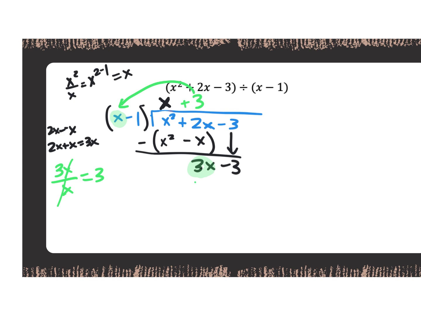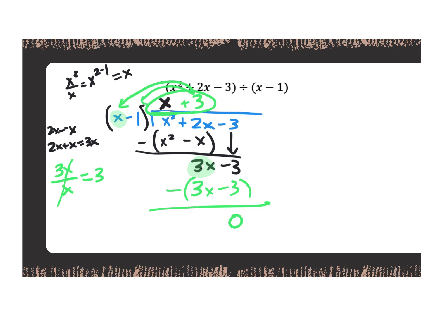3 times x, which is 3x. 3 times negative 1, which is negative 3. I subtract, and I end up getting 3x minus 3x, which is 0, and negative 3 minus a negative 3, which is also 0. So if I divide x minus 1 into x squared plus 2x minus 3, I end up getting x plus 3 with a remainder of 0.